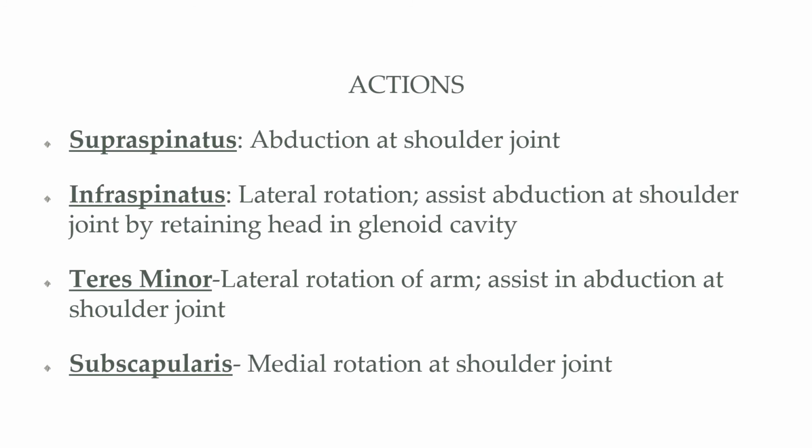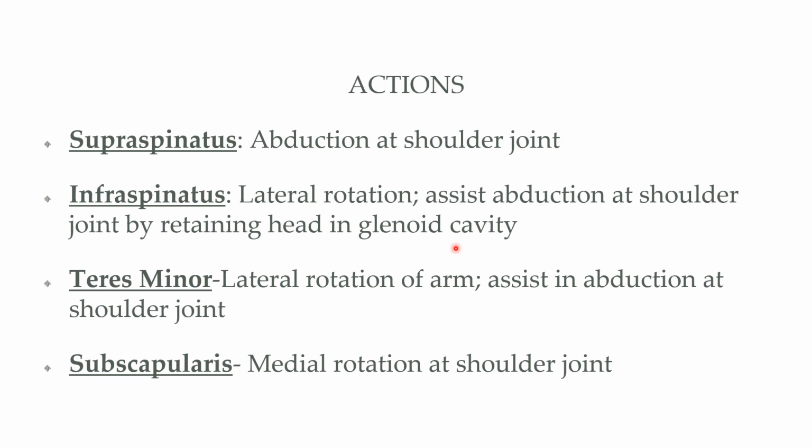Coming to the action of the rotator cuff muscles, supraspinatus is responsible for abduction at shoulder joint, and specifically the initial 15 degrees of abduction at shoulder joint is brought by the contraction of supraspinatus muscle. Because of the contraction of infraspinatus, lateral rotation at shoulder joint occurs. This muscle also assists in abduction at shoulder joint by retaining the head of the humerus inside the glenoid cavity.